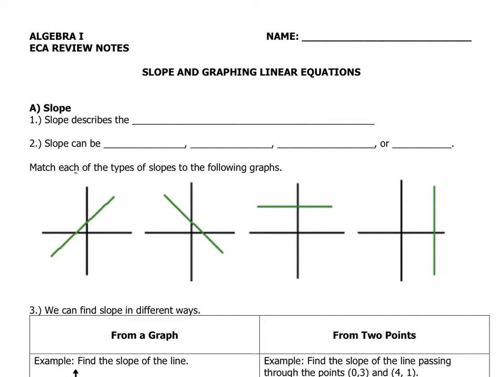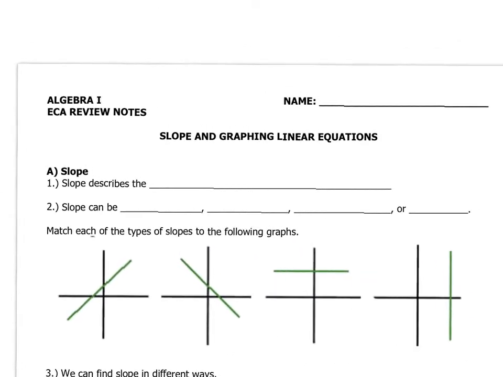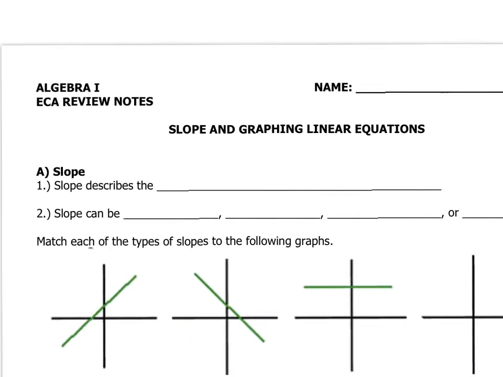In today's class, we are going to be reviewing how to find slope, both from a graph and from 2 points, as well as how to graph a line, a linear equation. Again, this is material from first semester that is pretty important for us to review going into the ECA. So first of all, let's talk about what slope is. Slope describes what we call the steepness of a line.